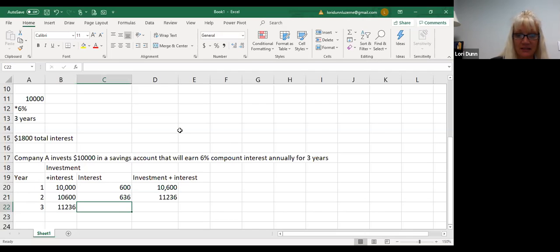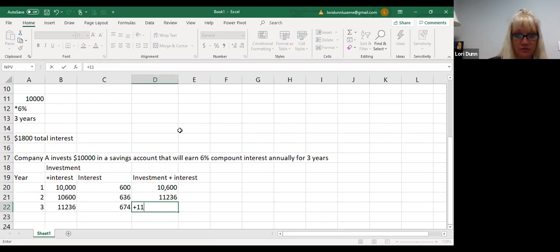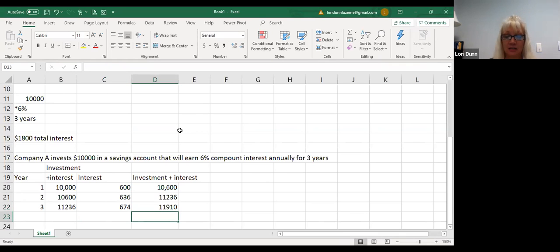At the beginning of year three, we start with the investment plus interest in the account, 11,236, same as last year's ending. And add to that the interest for this year, 11,236 times 6% times 1 year. So I'm just going to round that to $674. So add the new interest from the current year to the beginning balance and look at the amount in the account.